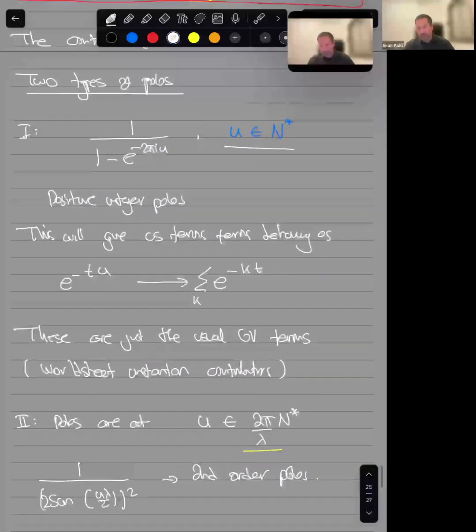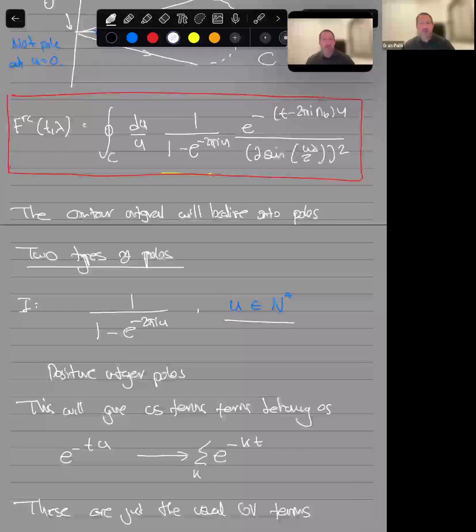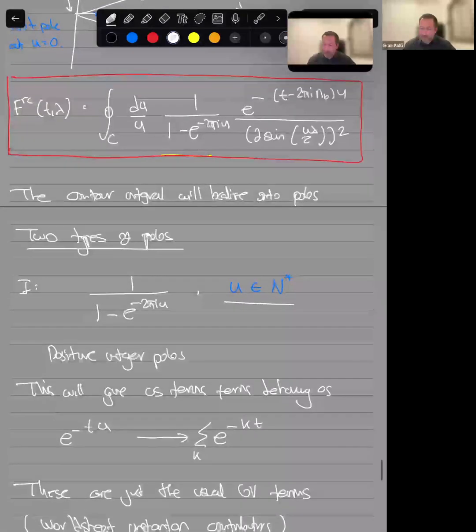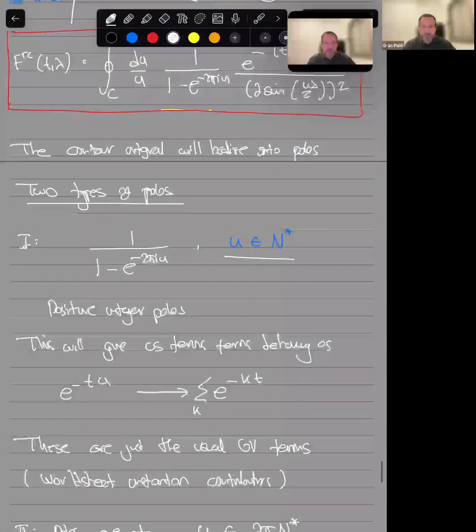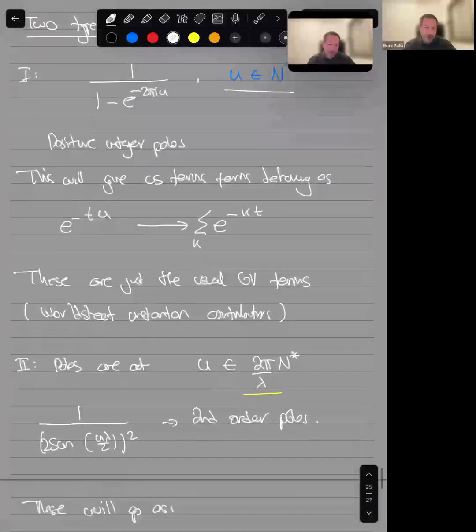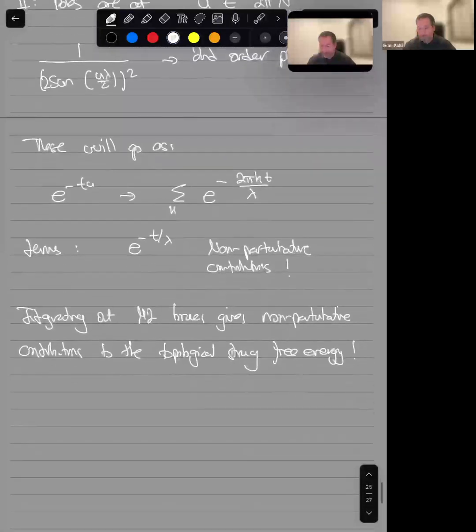So there are no problems here for any value of lambda. This whole thing is completely finite and gives the full, we claim this gives the full answer. This is the full, at least the so-called holomorphic part of the topological string free energy. Okay.